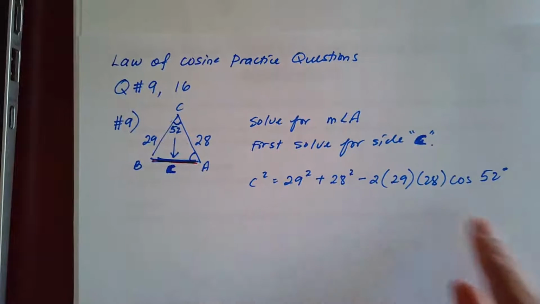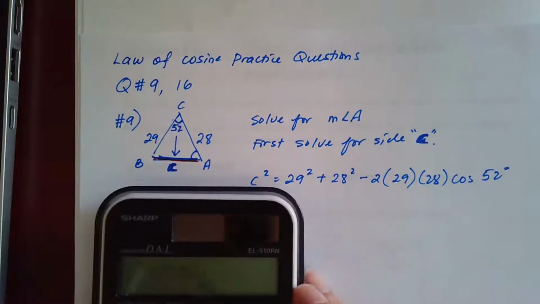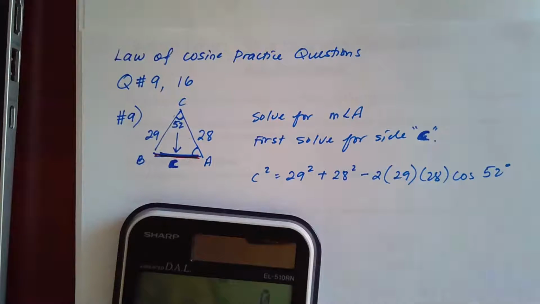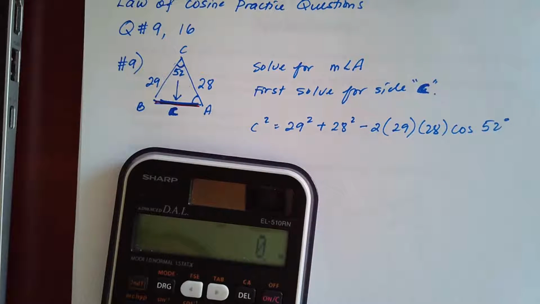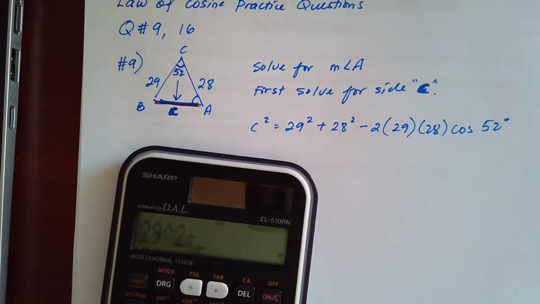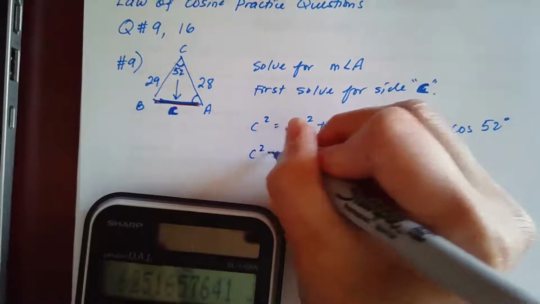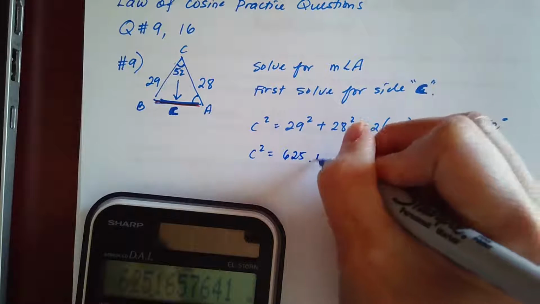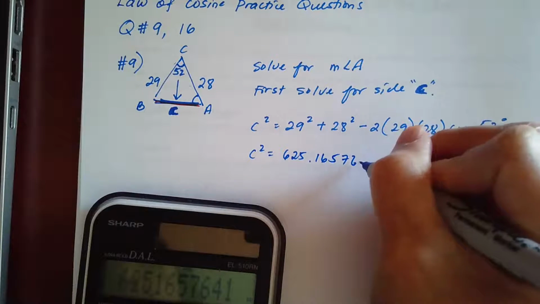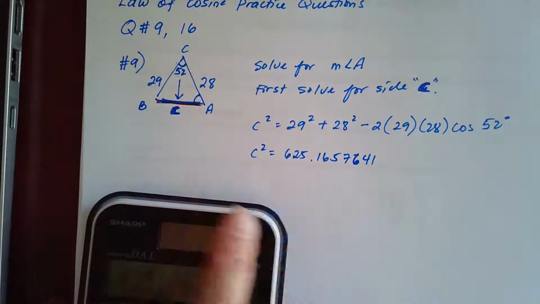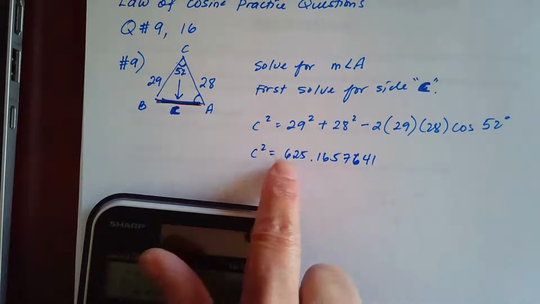Okay, so now that we have that, I have to make sure that my calculator says degree mode. So this says degree mode. I just type it in the way I see it. So it's 29 squared plus 28 squared minus 2 times 29 times 28 times cos of 52. I'm going to come up with c squared being 625.165766641. Now that's not the size of that one because this is c squared, not c.